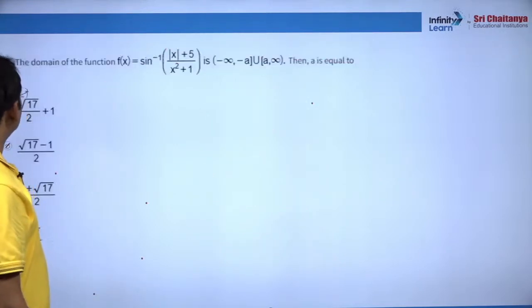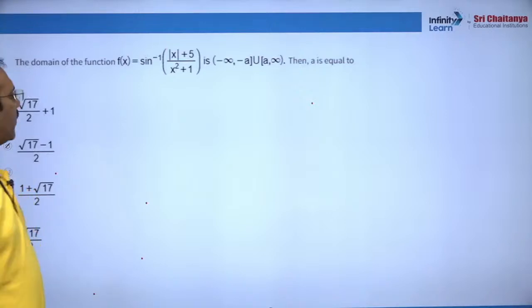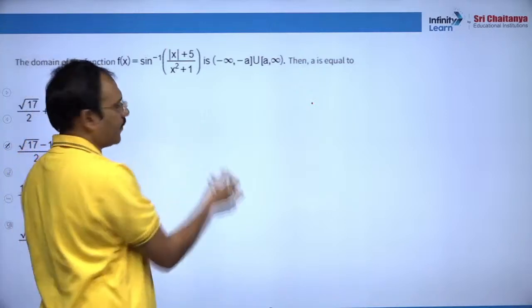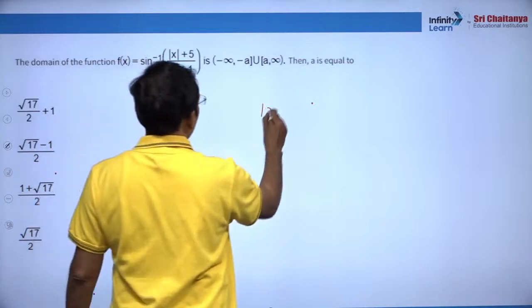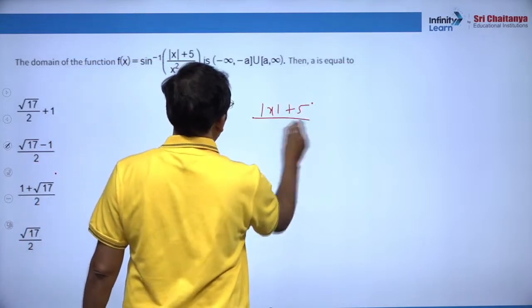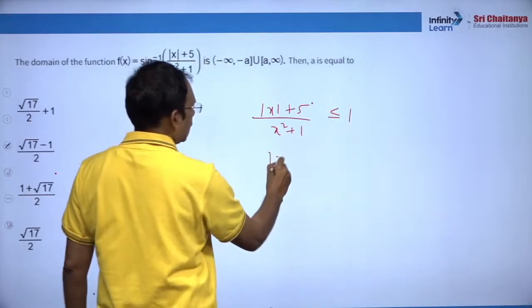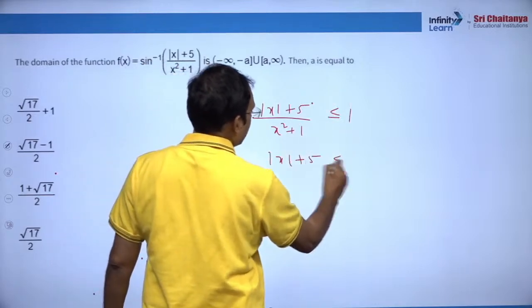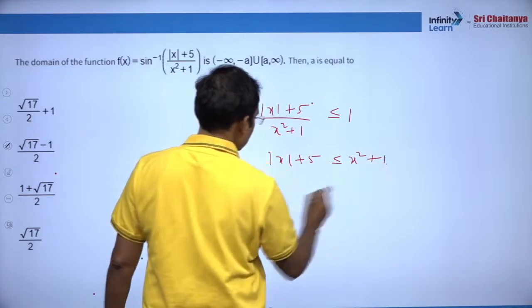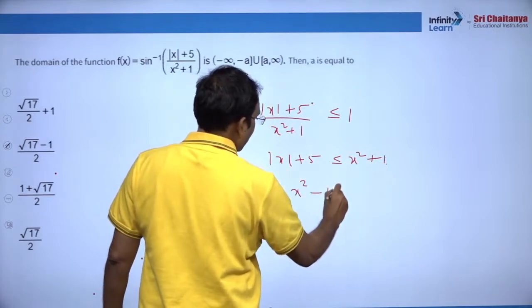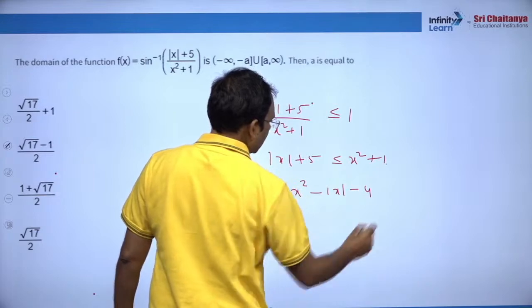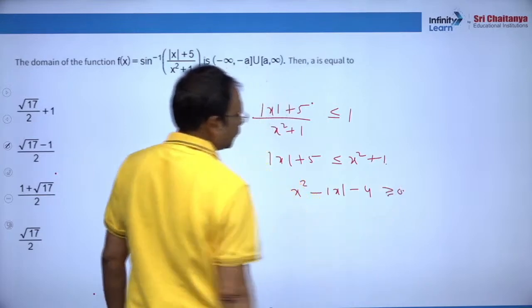Next, my dear friends, the domain of this function is very simple. Sine inverse, anyhow the mod is non-negative: mod of (x plus 5) by (x square plus 1) must be less than or equal to 1. Since x square plus 1 is positive, you can write it as such. So x square minus mod x minus 4 is greater than or equal to 0.